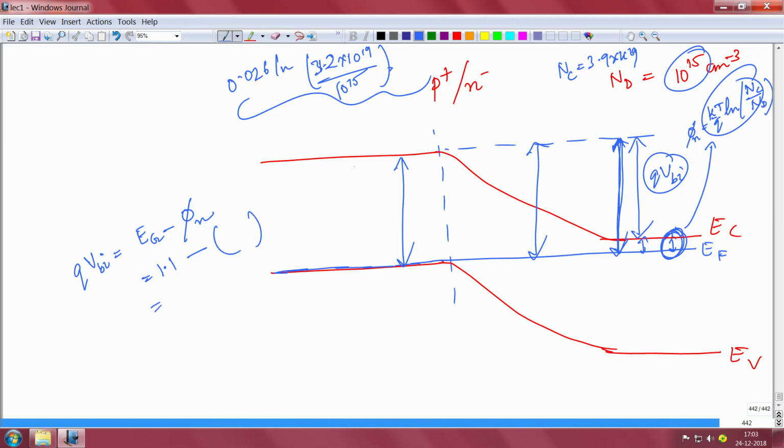Of course, here I am assuming that because of high doping on the p side, the band gap of silicon has not shrunk, because at very high doping the band gap will become slightly lower, that I have not considered, okay, but that is okay. So this is how you will find out the built-in potential of this very highly doped P plus N junction, for example.